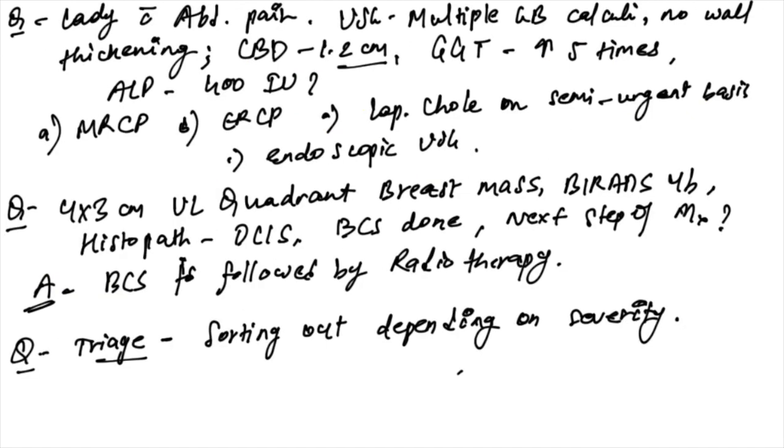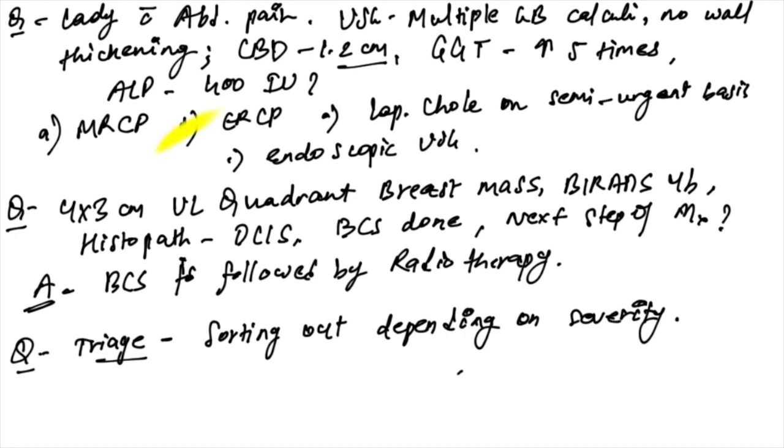Now, a lady with abdominal pain and ultrasound showing multiple GB calculi, no wall thickening, no pericholecystic fluid, and CBD dilated 1.2 centimeter, GGT raised 5 times, and ALP 400 international units. What will be the treatment of choice? ERCP will be done in this case because CBD is dilated.